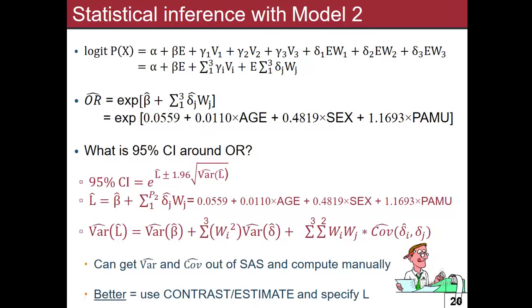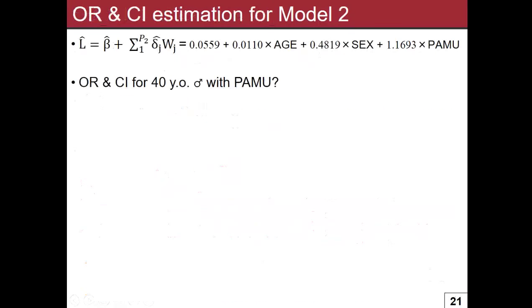So this is something we talked about last time: getting the confidence interval around this is a very complex expression that involves computing the variance covariance matrix of all these delta terms. And I said last time it would take you a while to do this manually. So we need to use the contrast and estimate statements, and I'm just going to show that on the next slide here.